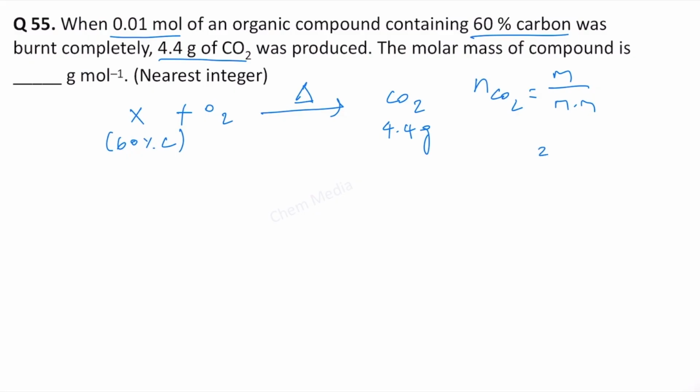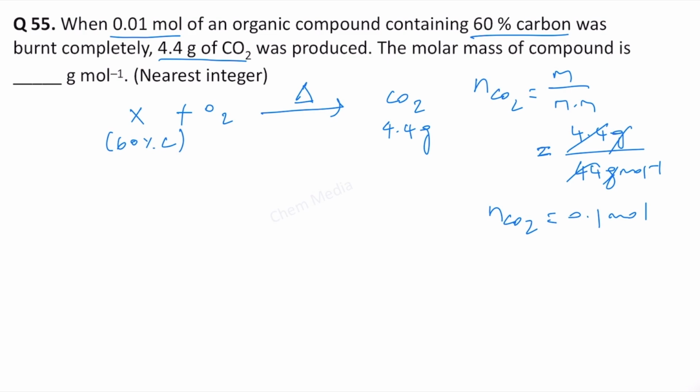Molar mass of CO2 is 44 gram per mole because 12 plus 32, we have 2 oxygen atoms. Mass of CO2 is given as 4.4 gram. Therefore 4.4 divided by 44 gram per mole. So this is 0.1 mole, the number of moles of CO2.